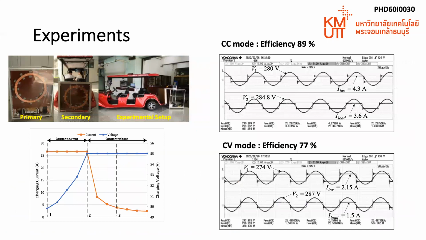And this is the result during the battery charging conditions. The nominal voltage of the battery is 55 volts. The power rating is 1 kilowatt. The efficiency is 89% in the constant current mode and reduces to 77% in the constant voltage mode.